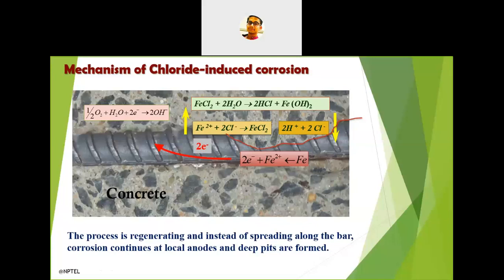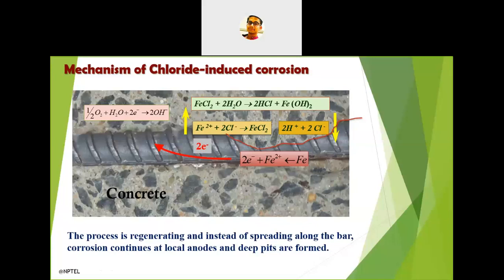So the process is regenerating, and instead of spreading along the bar, corrosion continues at local anodes and deep pits are formed. As I told you, chloride induced corrosion is a localized corrosion. So what will happen? It will attack at a particular point of the reinforcing bar, and then it will damage. I'll show you some examples where nothing is left in the reinforcing bar. And the full load carrying path due to this reinforcing steel will get damaged if this type of corrosion happens. So this is the corrosion mechanism due to chloride induction in a concrete system.